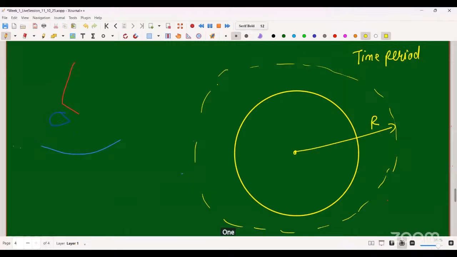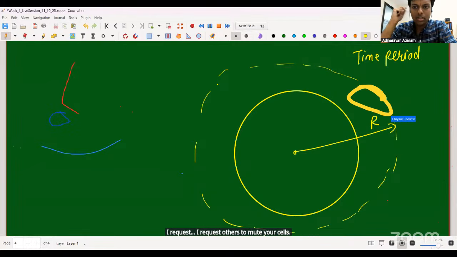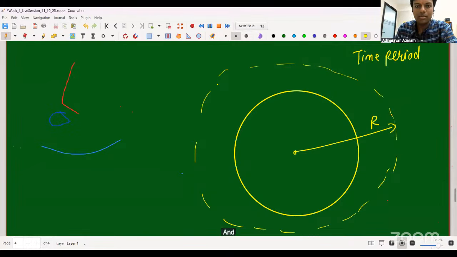1 second. Yes. I request others to mute yourselves. And please stop annotating on the board. It's kind of disturbing to everybody.